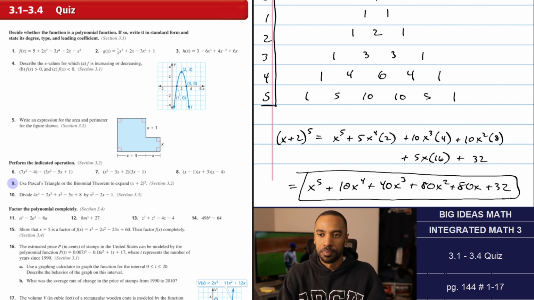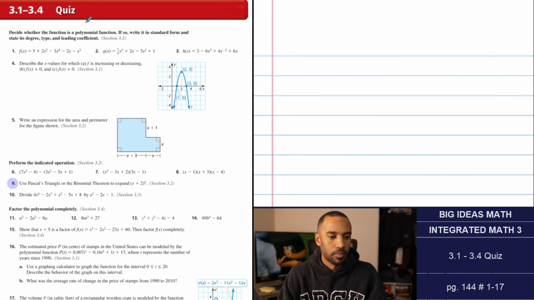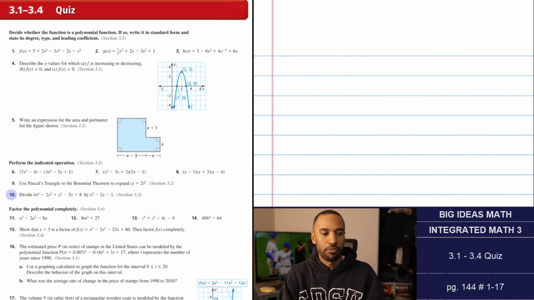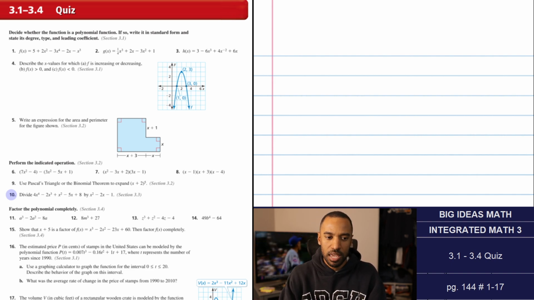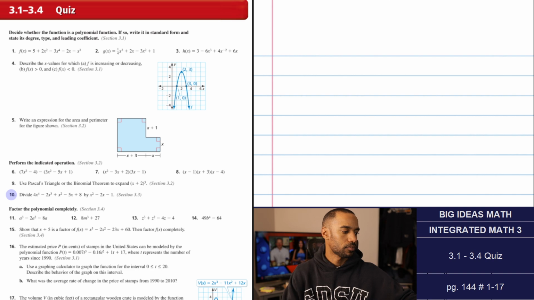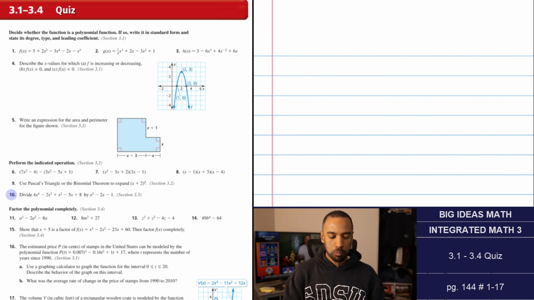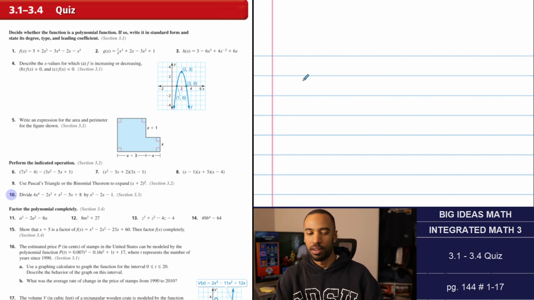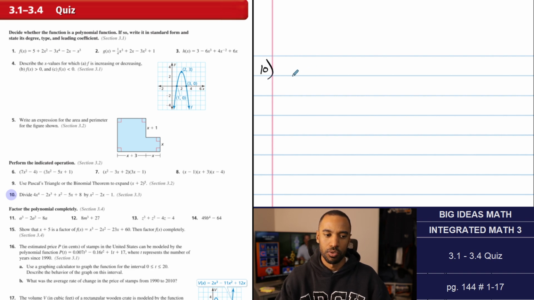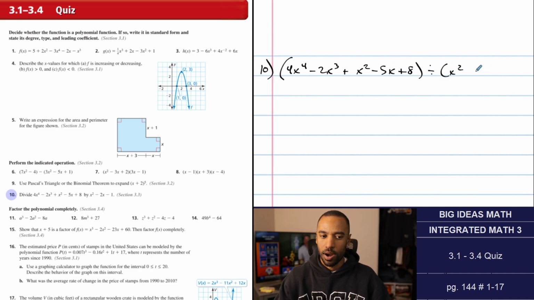All right, let's go to number 10. Divide. This is section 3.3. Divide 4x to the fourth minus 2x cubed plus x squared minus 5x plus 8 by x squared minus 2x minus 1. Before I do it, I can't use synthetic division. I was thinking I could in this one if that thing could factor, but it can't, so I can only give you one way to do this problem, okay? So we're going to do 4x to the fourth minus 2x cubed plus x squared minus 5x plus 8 divided by x squared minus 2x minus 1.